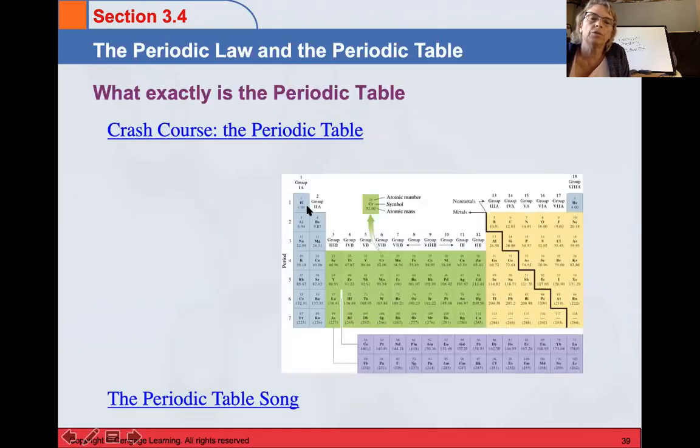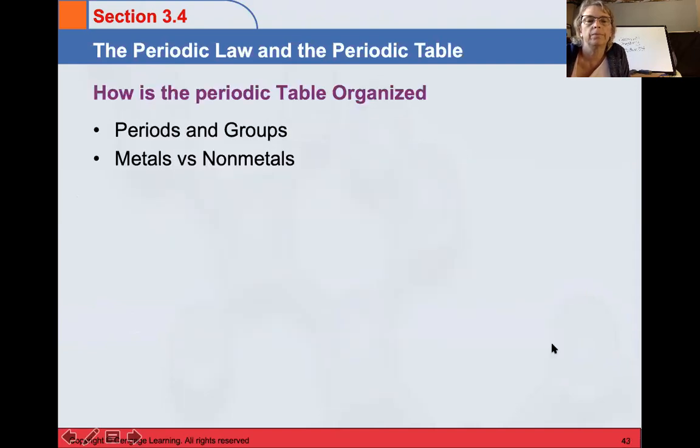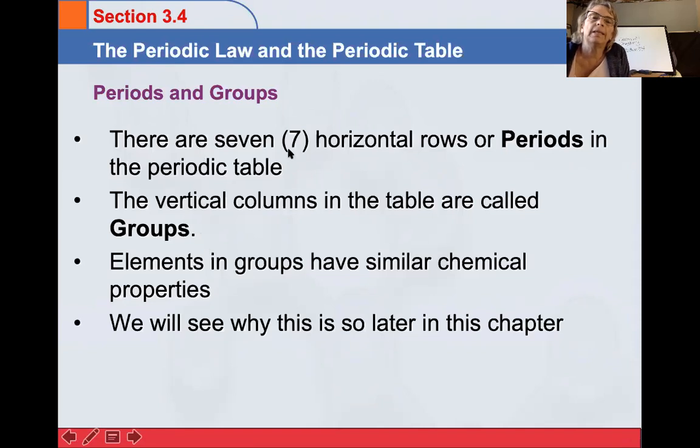So these are groups, top to bottom, and left to right are called periods. So these are periods, these are groups. So 7 horizontal rows or periods, and the vertical columns are called groups. Again, elements in groups have similar chemical properties, and we'll see later on why that is so.